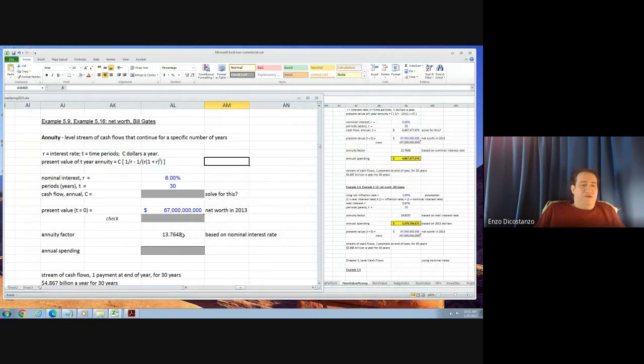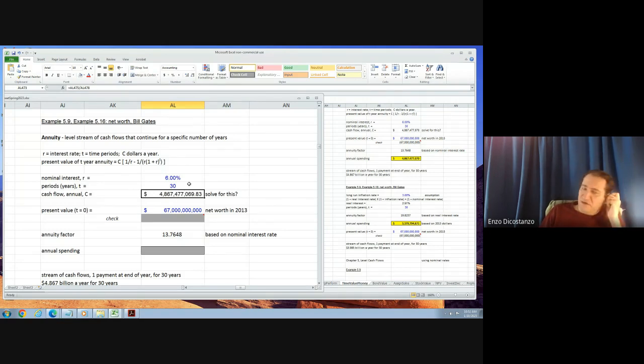So you have the annuity factor. You have the present value. So the present value is 67 billion divided by the annuity factor, and this will work out your cash flow. It's about 5 billion, 4.86, but about 5 billion. Okay, so in other words, Bill Gates back in 2013, he said, "Okay, my next 30 years of living is going to look like this. I can pull out 5."